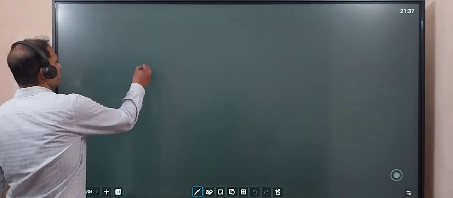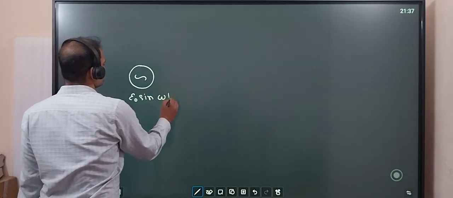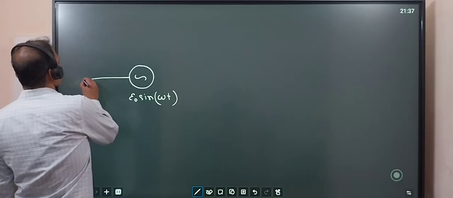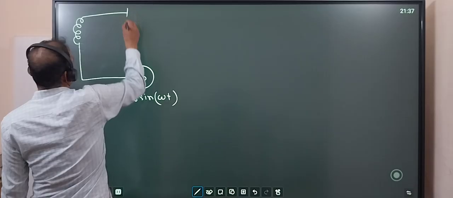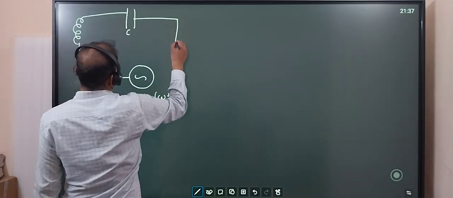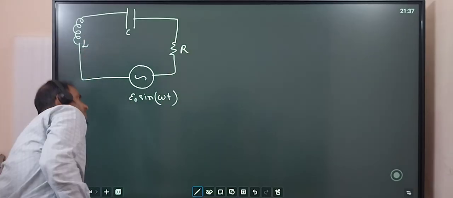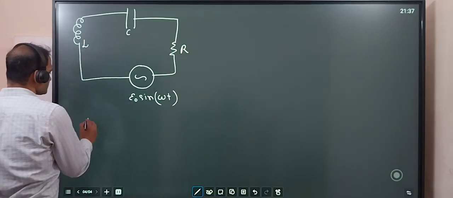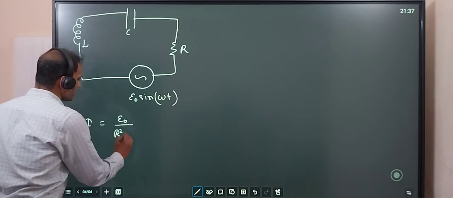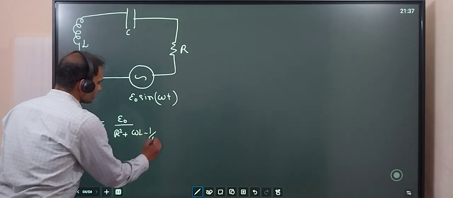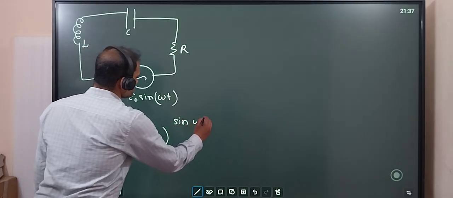Suppose we have an EMF E naught sine omega t, and we have an inductor, a capacitor and a resistor. In this case you will see that the current will be E naught by root of R square plus (omega L minus 1 by omega C) whole square, sine (omega t minus alpha).